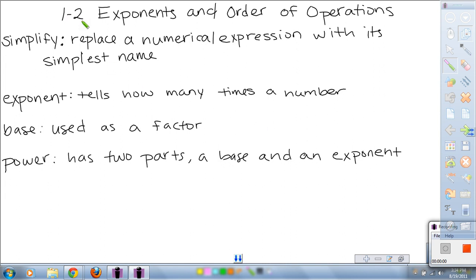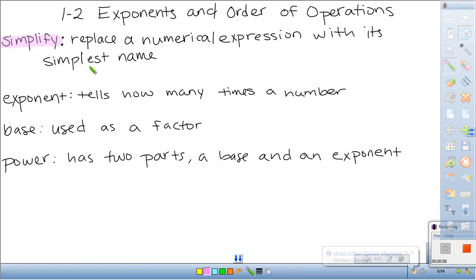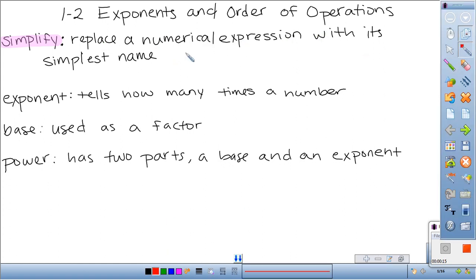This is Lesson 1-2, Exponents and Order of Operations. Let's start with vocabulary. Our first word is simplify. Simplify means to replace a numerical expression with its simplest name. For example, if you were to simplify the expression 9 minus 7, you would get 2. 2 is its simplest name.